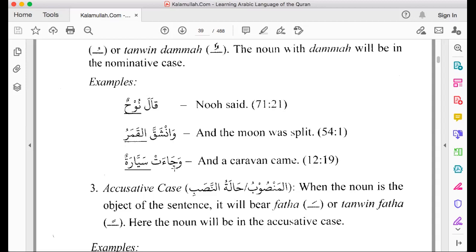Another verb, waja'at sayyaratun. So this is a verb. Ja'at means came. So the verb is came. Who did the coming? Who did this action of coming? It's the caravan that did the action of the coming, right? So this is the subject. It's the nominative case, showing this marker at the end. The case ending is a dhamma, double dhamma. So sayyaratun.